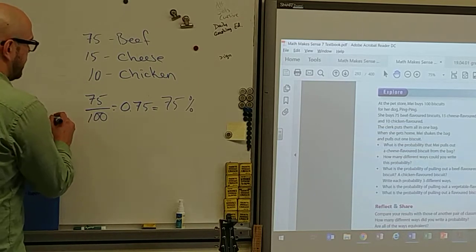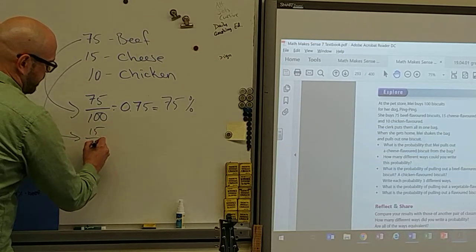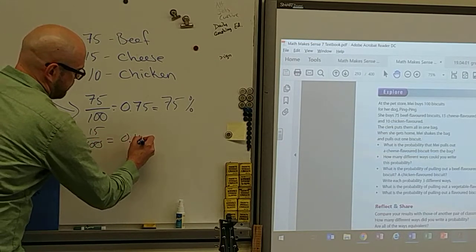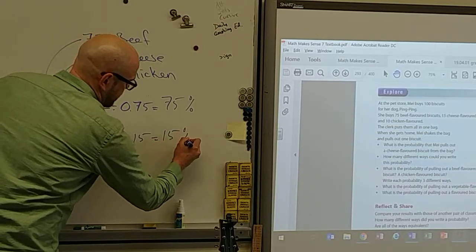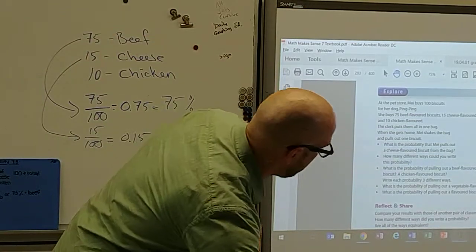Very good. So if I got the beef, here's the beef. If I got the cheese, 15 out of 100 times I'm going to pull that out. Or 15 hundredths, or 15%. And I'm not going to bother with the chicken. I think we all get the deal. All right, let's go on.